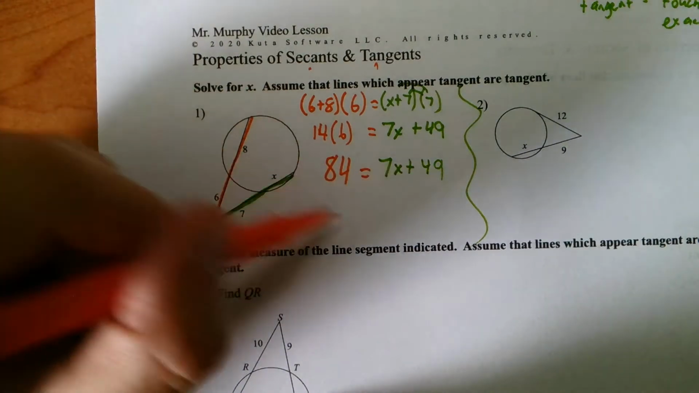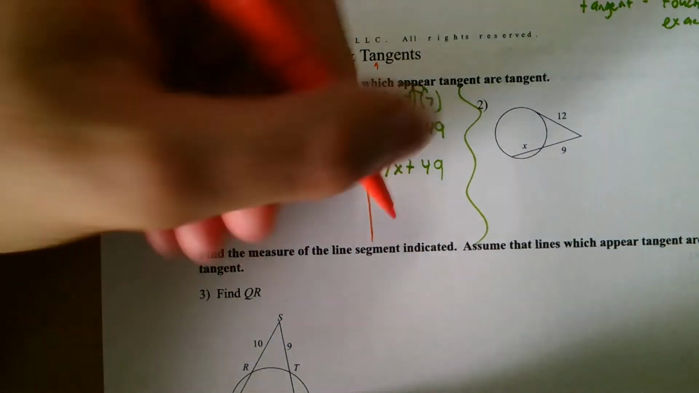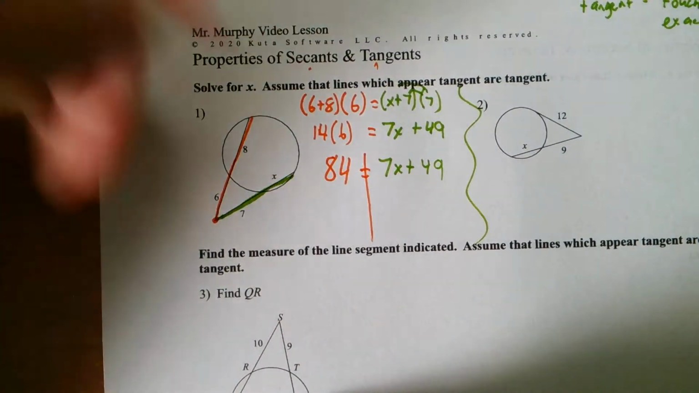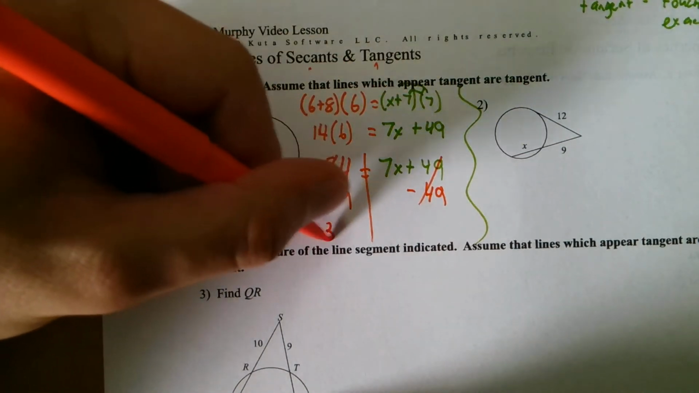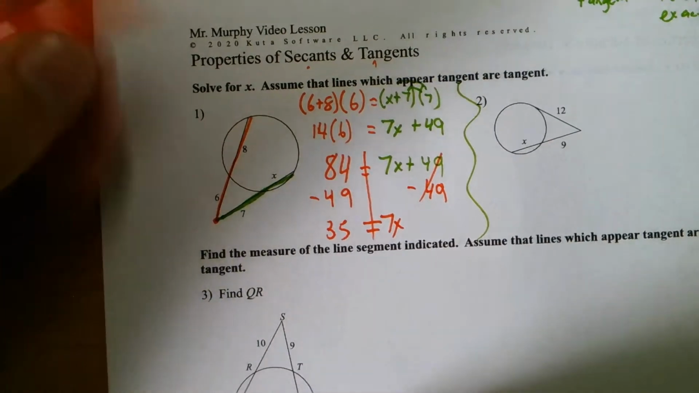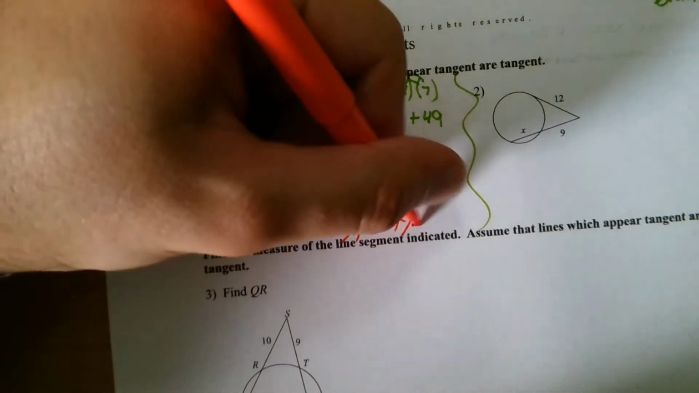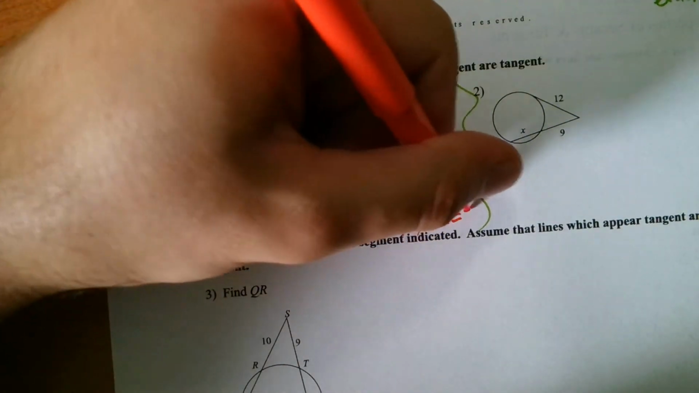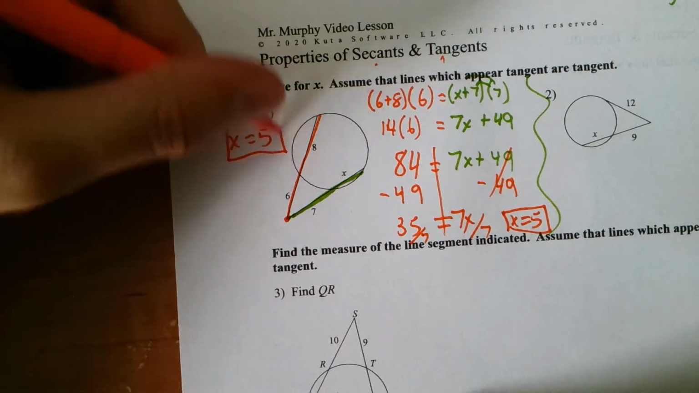Now, this should look pretty familiar. From here we just kind of draw our line, and we want to get x by itself. So take away this 49, minus 49. That leaves me with 35 equals 7x. If I divide both sides by 7, I get x equals 5. So for number 1, the answer should be x equals 5.